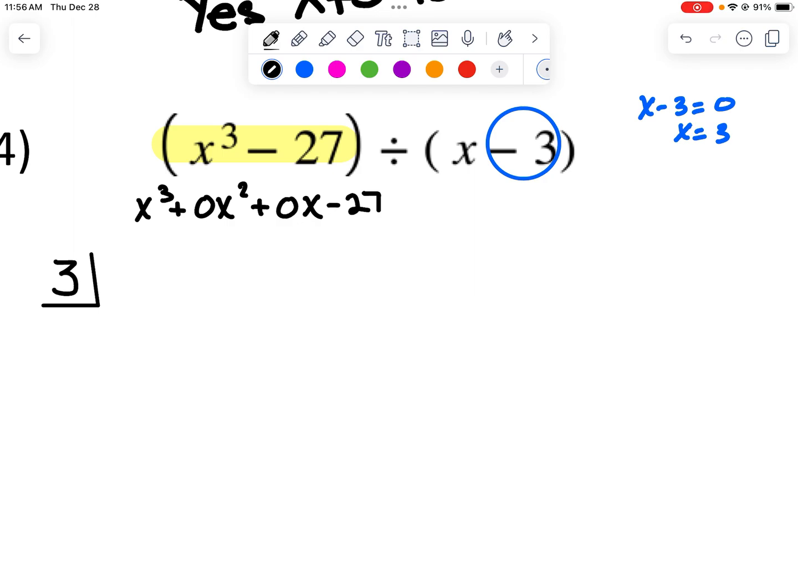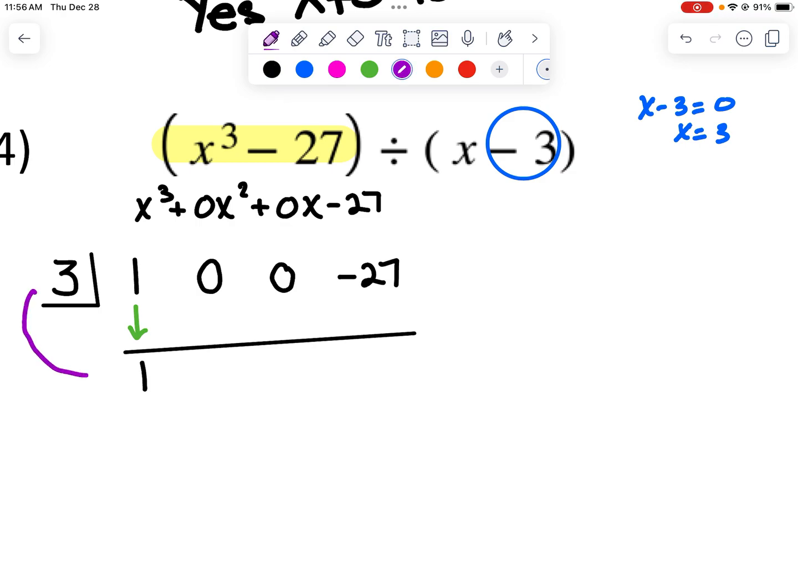The coefficient of the x cubed term is 1. The coefficient of the x squared term is 0. The coefficient of x is 0. And the constant is negative 27. Put your equals bar. Bring your first number straight down. And then you're going to multiply add. So you're going to take 3 times 1, which is 3.